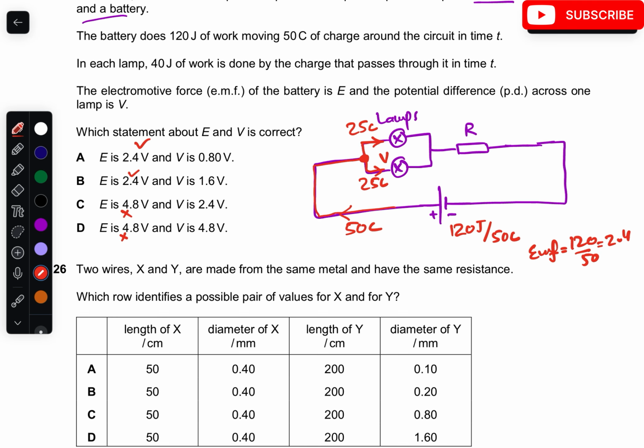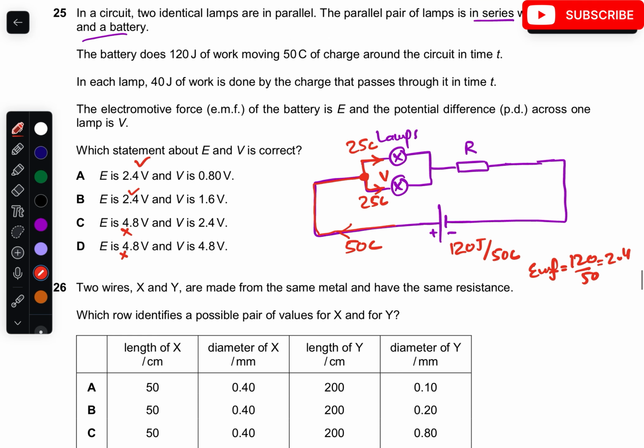Each lamp has 40 joules, so we can find the potential difference of the lamp. V equals energy divided by charge. It will be 40 by 25, which equals 1.6. So it's option B that is correct.